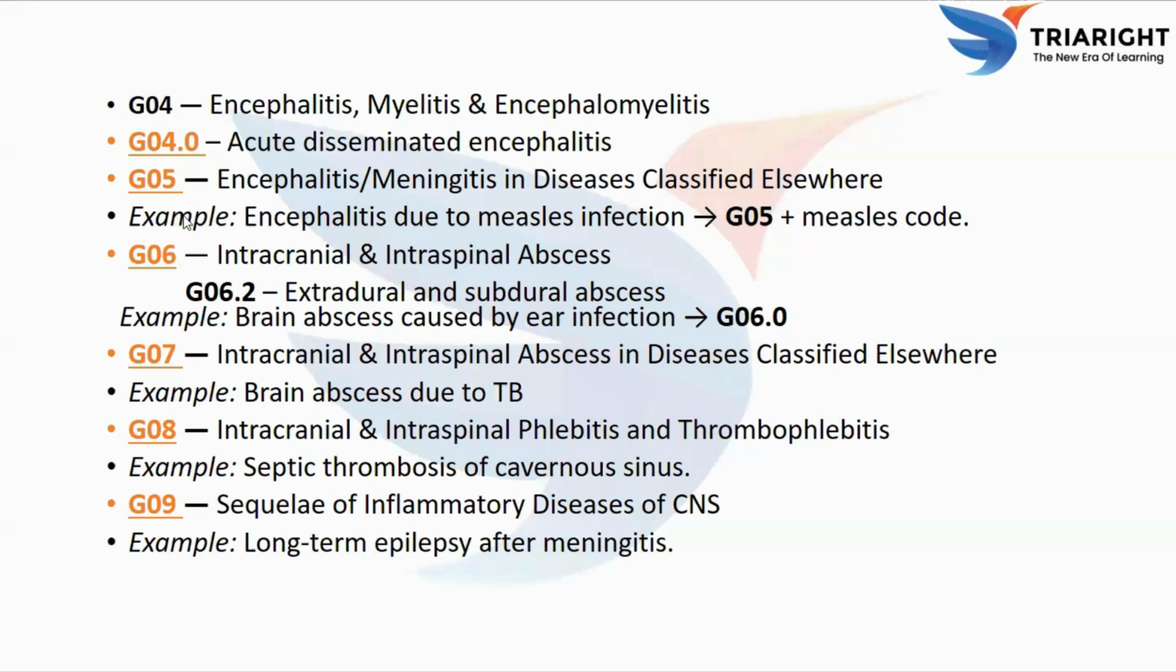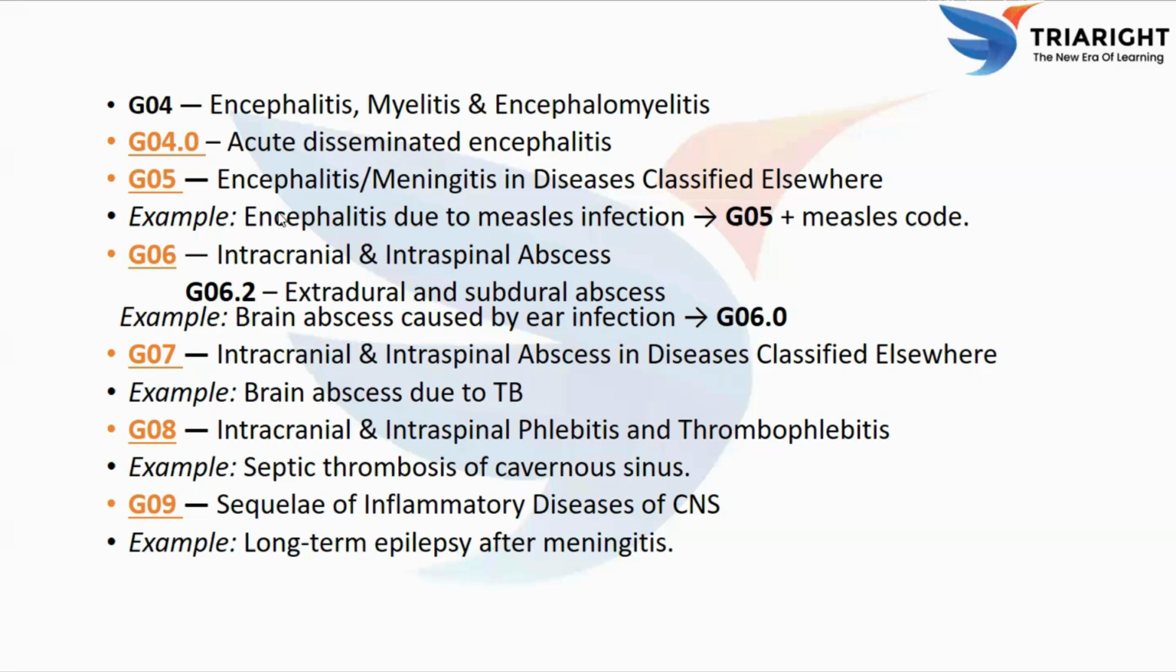So coming to G04.0, it's acute disseminated encephalitis. So what do you mean by it? You can also call it ADEM in short form, right? It is a rapidly developing inflammation of the brain and also the spinal cord. It often follows viral infections or vaccines. This causes confusion, seizures and also weakness. So whenever a patient is diagnosed with encephalitis, myelitis and also encephalomyelitis, you can assign the code G04.